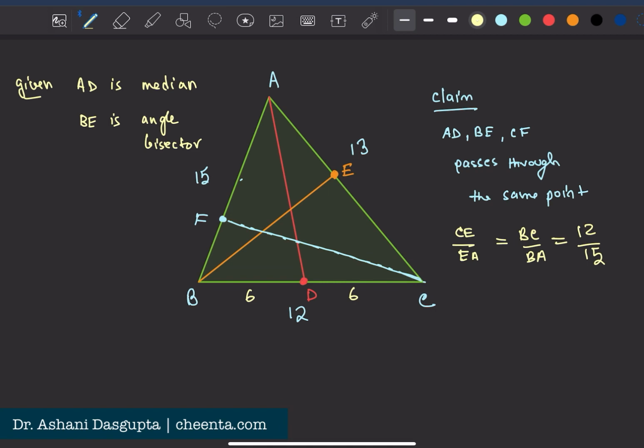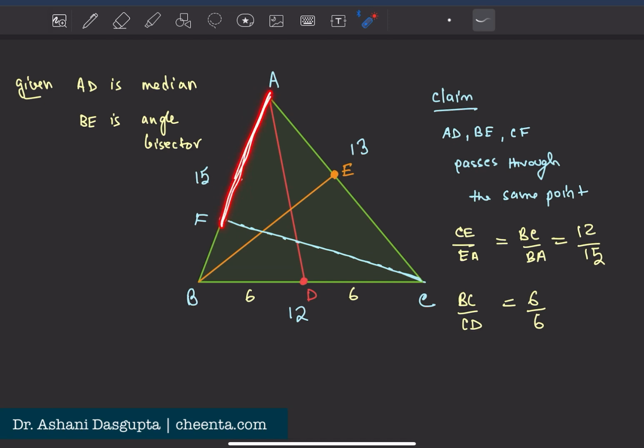And of course, BD over DC is 6 over 6. That's 1. And finally, I would compute AF over FB, because ultimately I would like to use Ceva's theorem. So how do we calculate this?